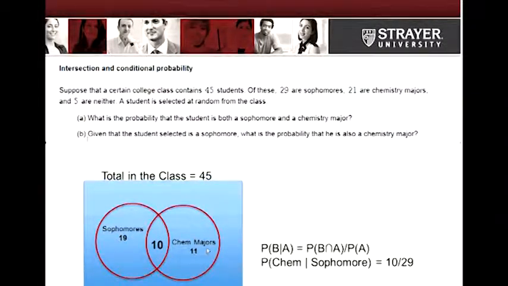What's the probability of a sophomore given that he's a chemistry major? Well, 10 over 21. So the wording of the problem is everything. That'll tell you what you need to focus on.